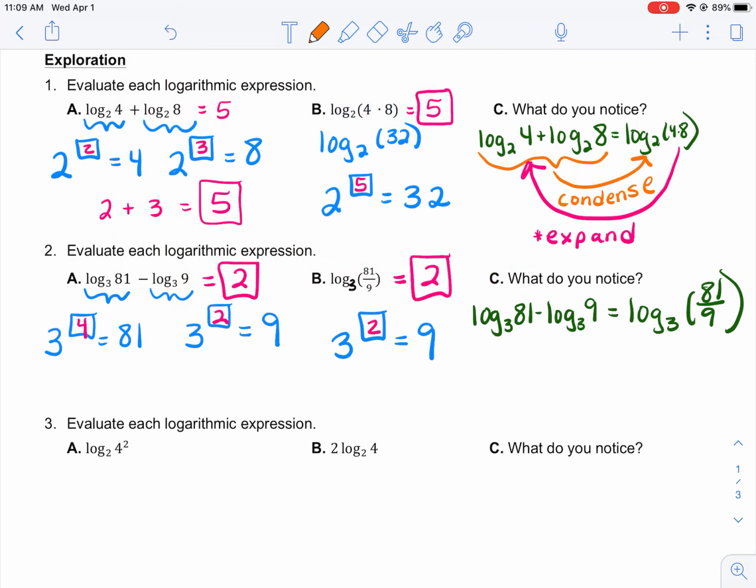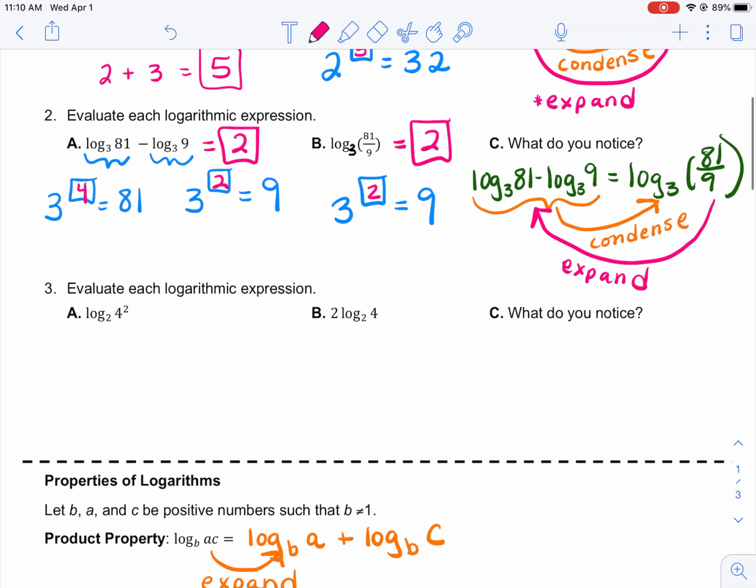Okay, so we're going to learn how to take two logarithmic terms and condense them. Okay, that's going to be tomorrow's lesson. And we're also going to talk about how can we take one logarithmic expression and expand it. Okay, and that's what we're going to talk about today.